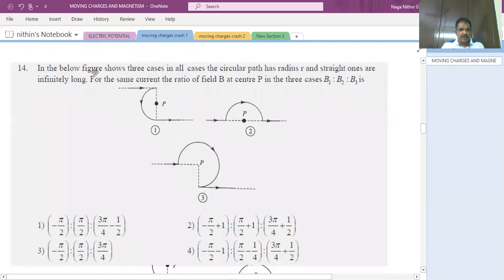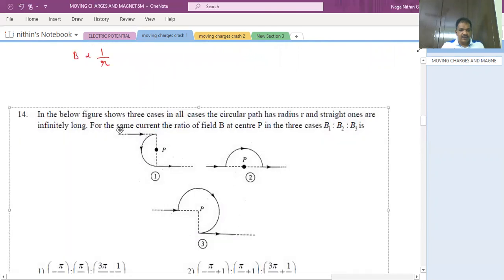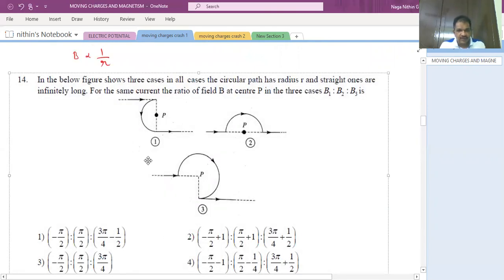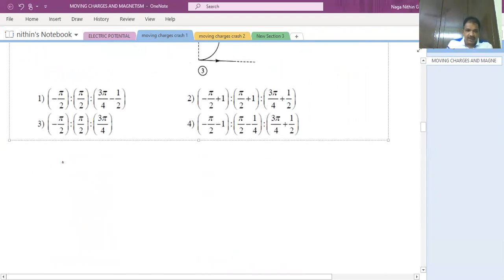See the next one. They gave one diagram like this. And what is the ratio of magnetic induction? It's a little bit lengthy question. In this case, induction is B1. In this case, induction is B2. In the third case, induction is B3. B1, B2, B3 ratio, how much? You must see here. This wire and this wire will create fields in the opposite direction. They will cancel. So only because of this half circle we have to calculate. Because of the half circle, what is the magnetic induction?